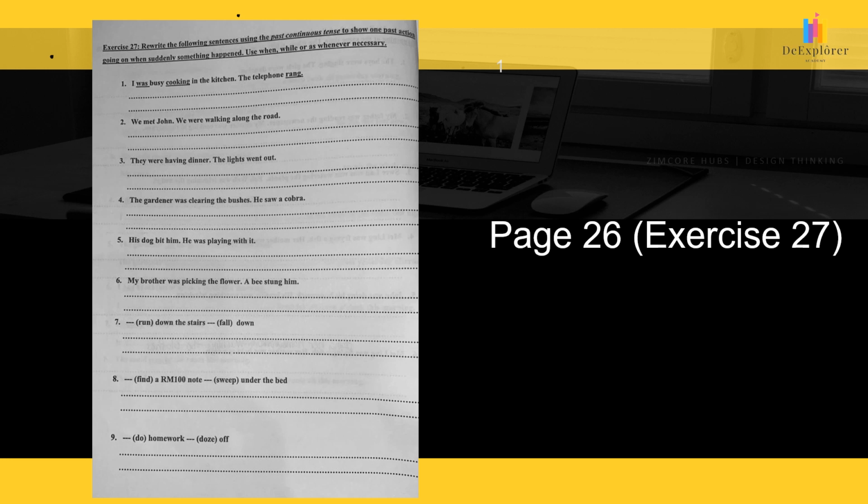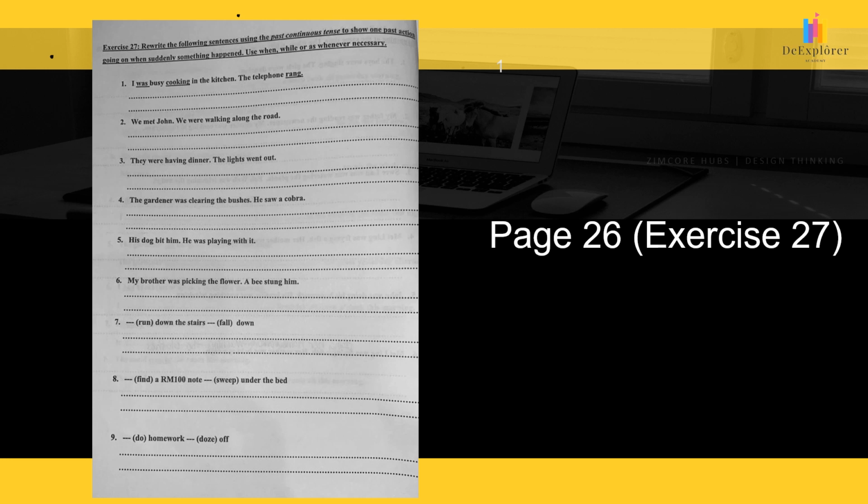Alright, now number 1. Sentence number 1. I was busy cooking in the kitchen. The telephone rang. See, so this action going on was were ing. And then the past tense is rang. That is the action suddenly happened. Okay, so for question number 1 to number 6, you don't have to change. 不用换了，它已经给了，就是正在发生的，它已经给你 was were ing。突然间发生那一个呢，你就看到是 past tense.